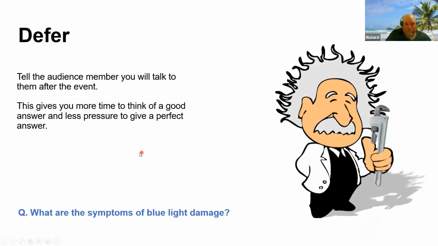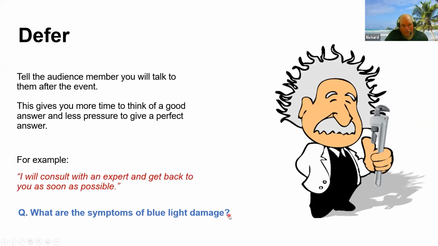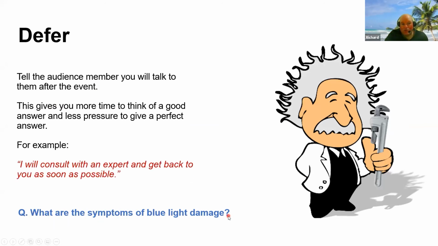Okay, so defer. Tell the audience member you will talk to them after the event. This gives you more time to think of a good answer and less pressure to give a perfect answer. So what are the symptoms of blue light damage? Goodness me, that's a tricky question. So you could say, I will consult with an expert and get back to you as soon as possible. Perfect. That is such a good response.